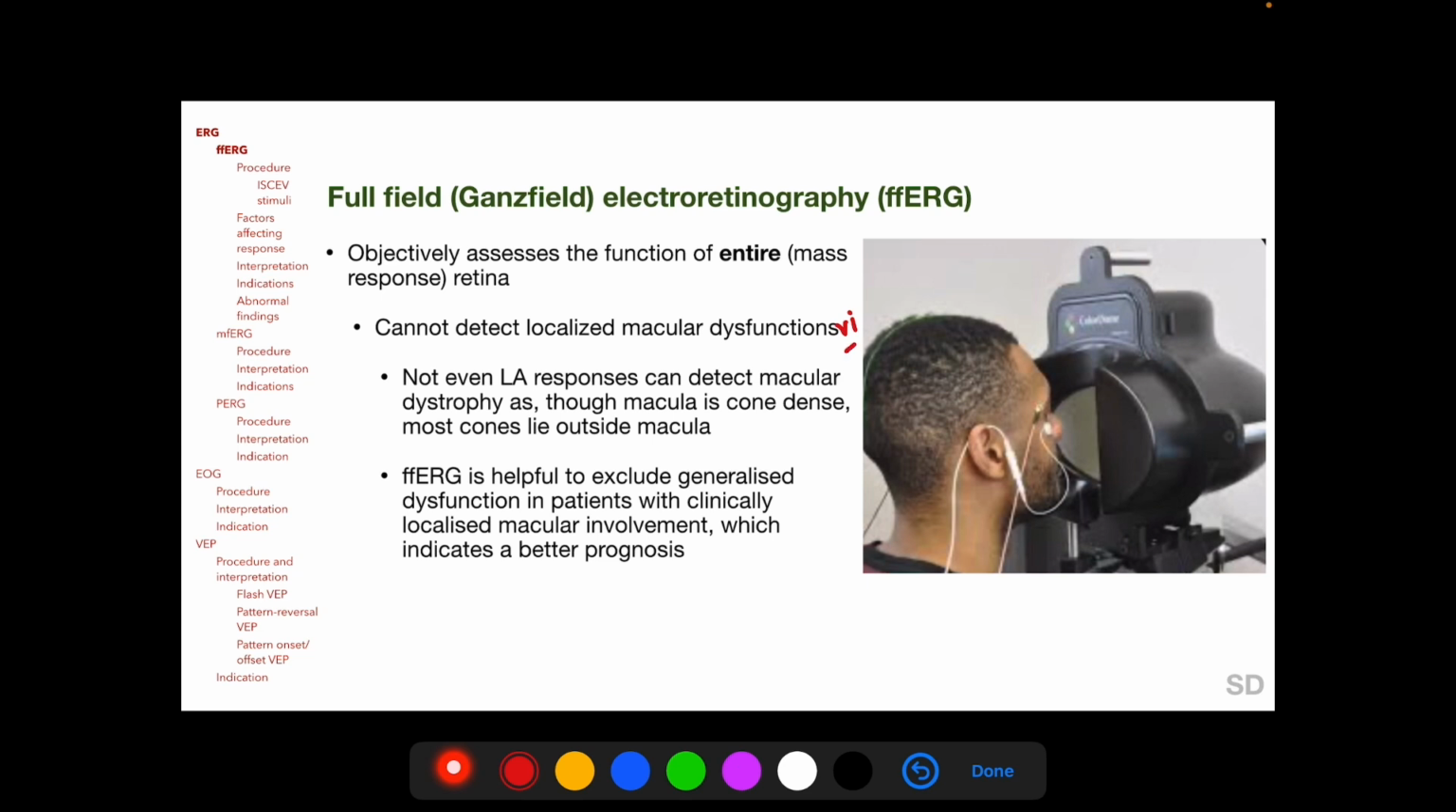And not even light-adapted full-field electroretinography responses can detect macular dystrophy, even though macula is cone-dense, because most cones lie outside the macula. And in a patient with a clinically localized macular involvement, a normal full-field ERG excludes generalized dysfunction, which indicates a relatively better prognosis for the patient.